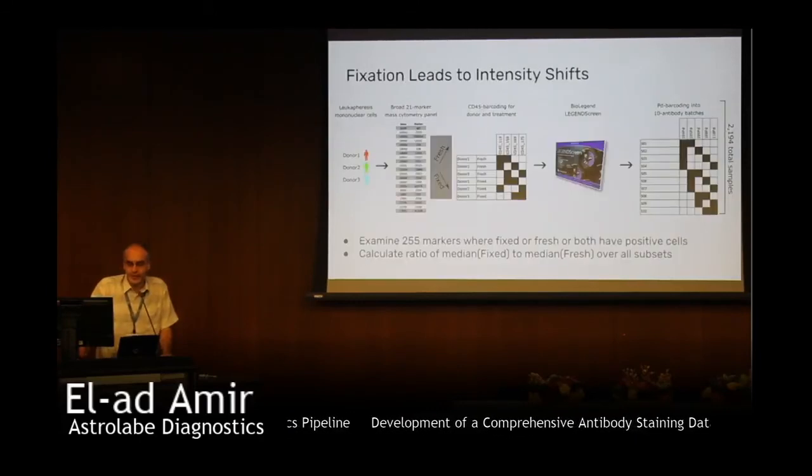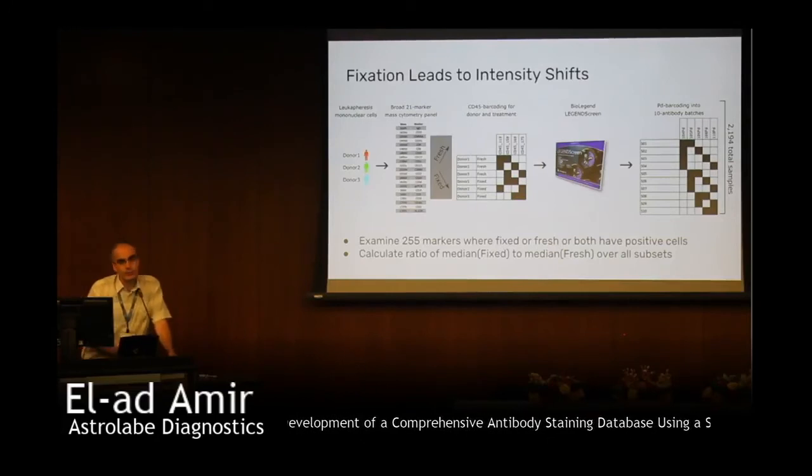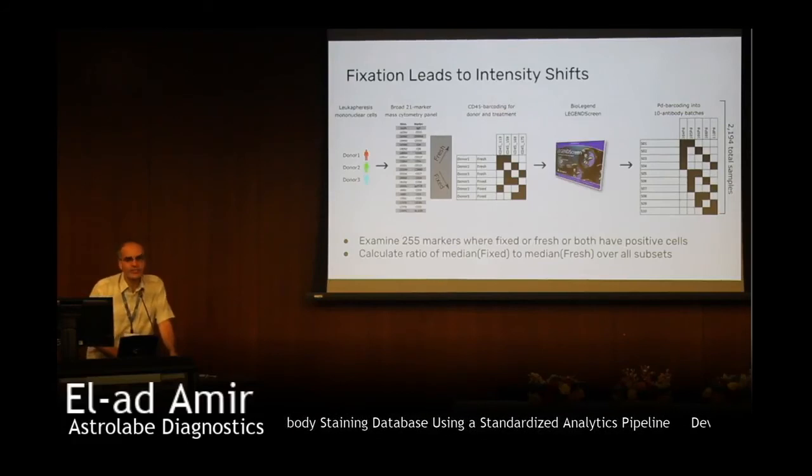Taking a step back, I was mentioning that we also have a duplicate of this experiment that was fixated. And we wanted to see the effects of fixation on some of these markers. We already have a lot of anecdotal evidence that, for example, CD16 seems to be pretty susceptible to fixation inside of experiments. So we took all the data and we started from about 300 markers. We narrowed it down to about 250 that have some sort of intensity in any of the cell subsets.